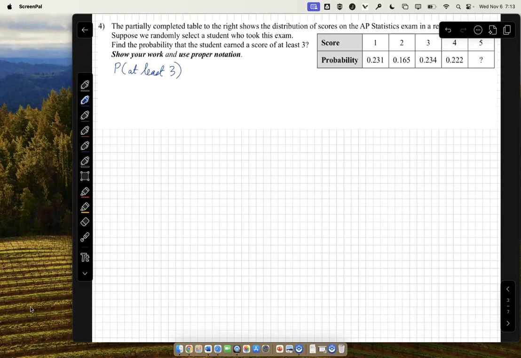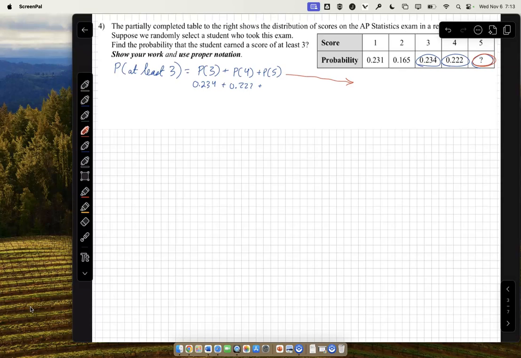So I can go about that two ways. I can find the probability of a 3, the probability of a 4, and add the probability of the 5. That's a straightforward approach, so let's try that one. The probability of a 3 we can see is 0.234. The probability of a 4 is 0.222, and we can see the probability of 5 is unknown. So how do I find the probability of a 5? That's what we must do then.